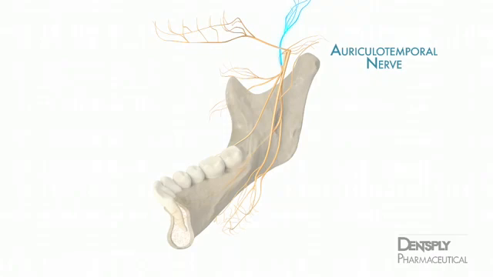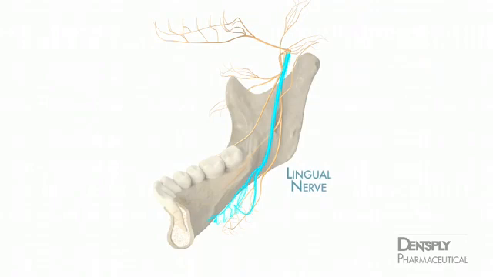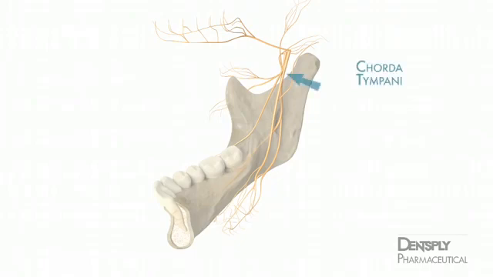The auriculotemporal nerve supplies the skin of the temporal region of the head. The lingual nerve provides general sensation for all of the lingual gingiva and the mucosa of the floor of the mouth and anterior two-thirds of the tongue. In combination with a branch of the facial nerve, the chorda tympani, the lingual nerve also carries parasympathetic innervation to the submaxillary and sublingual glands and taste fibers to the tongue.